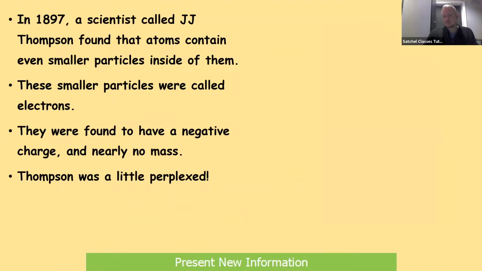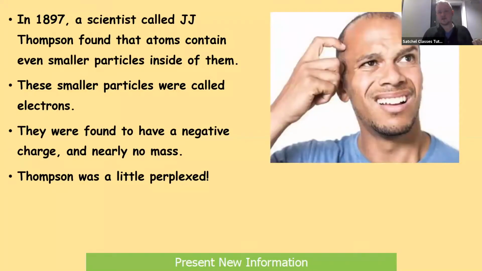So, in 1897, a scientist called J.J. Thomson found that atoms contained even smaller particles inside of them. And this was the first discovery of the electrons. Electrons were found to have a negative charge and nearly no mass. Now this left Thomson a bit perplexed because we know that atoms have mass. So what was going on?